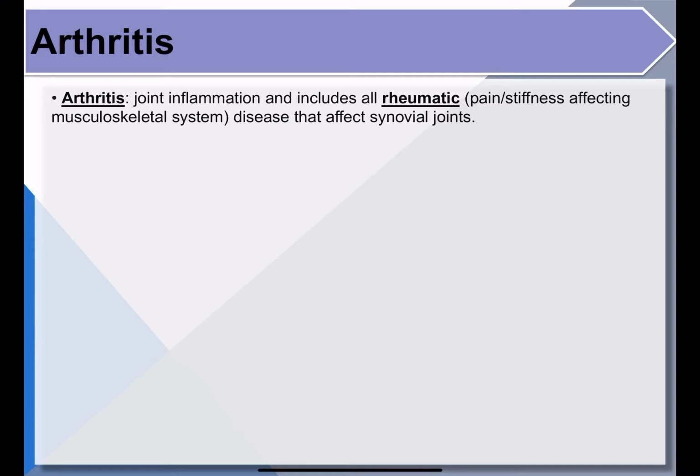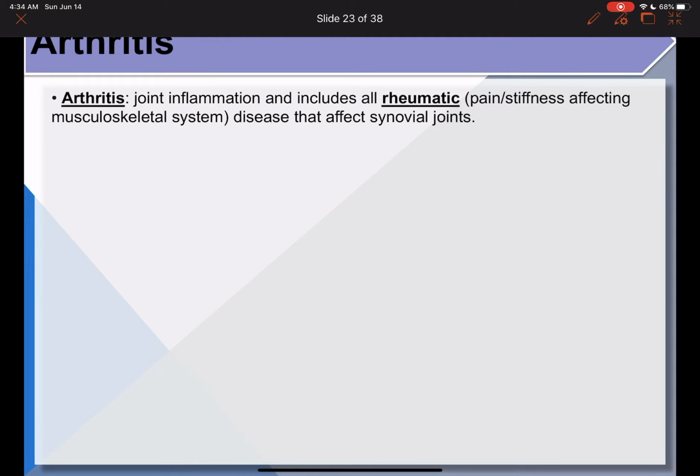All right. So lastly, we'll end this chapter with a common condition that happens to all joints of the body, usually in older individuals, or we'll talk about other problems that can lead to that too. This is called arthritis, which is talking about inflammation of the joints. And this includes all rheumatic diseases. Rheumatic meaning these are pain or stiffness affecting your musculoskeletal system. And it can affect synovial joints as well.